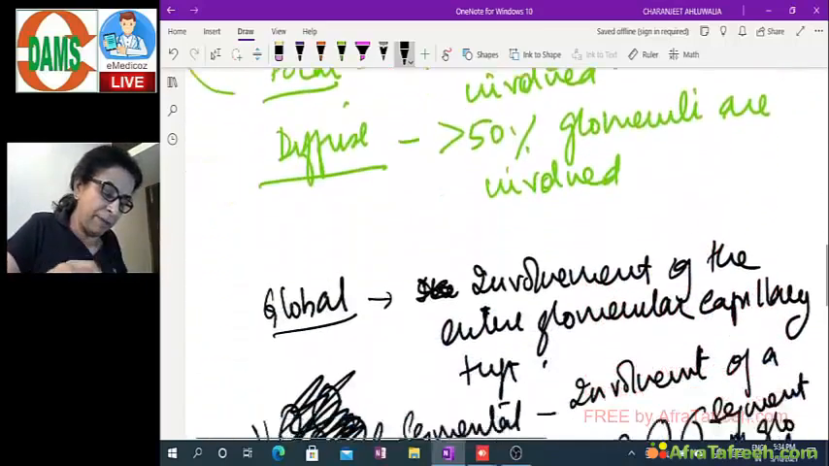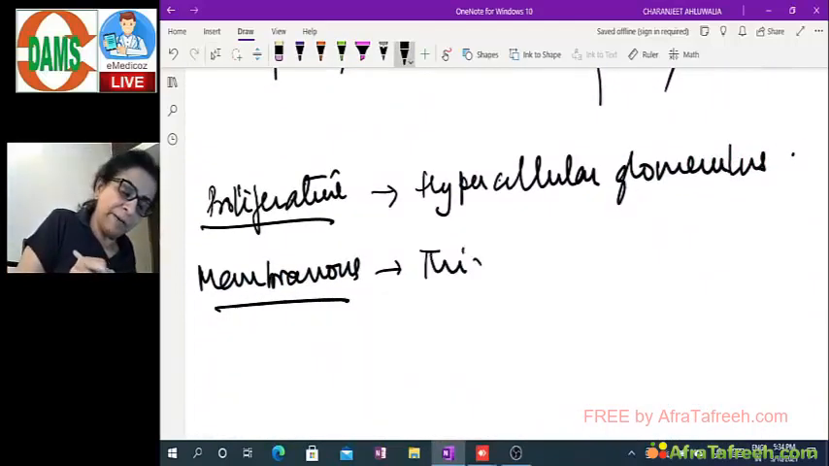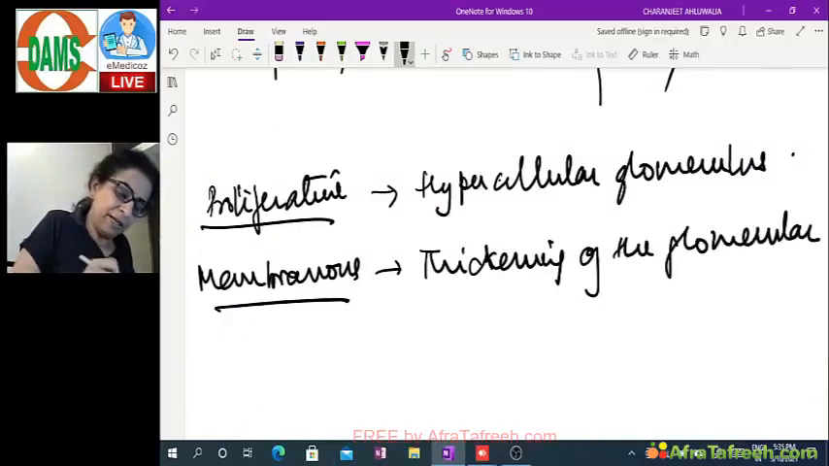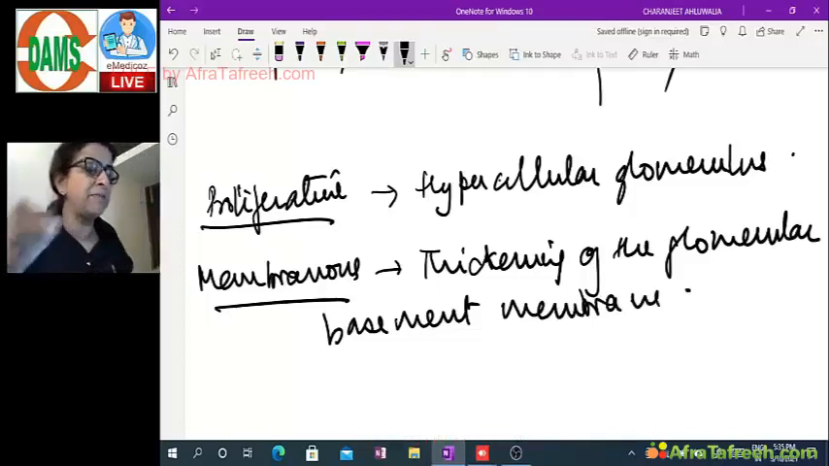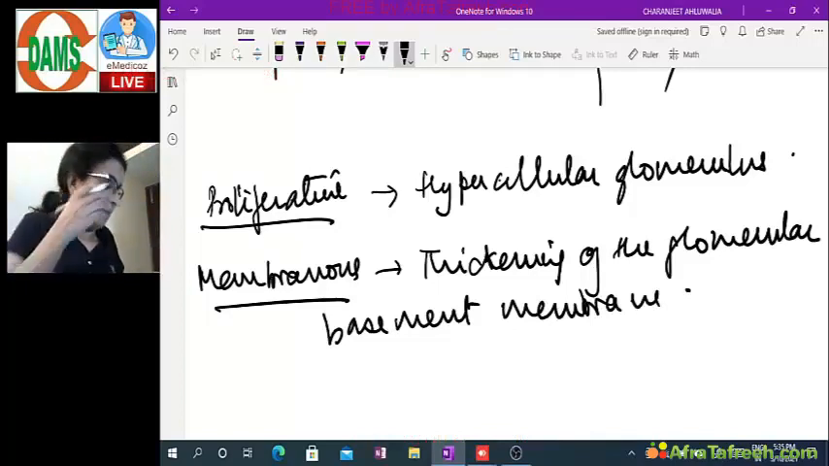So what does the term membranous mean? Membranous means thickening of the glomerular basement membrane. So the basement membrane of the glomeruli is thickened. What does the term membranous mean? The term membranous means that the basement membrane of the glomerulus is getting thickened. So that is the term membranous. You have to know these terms, very important.